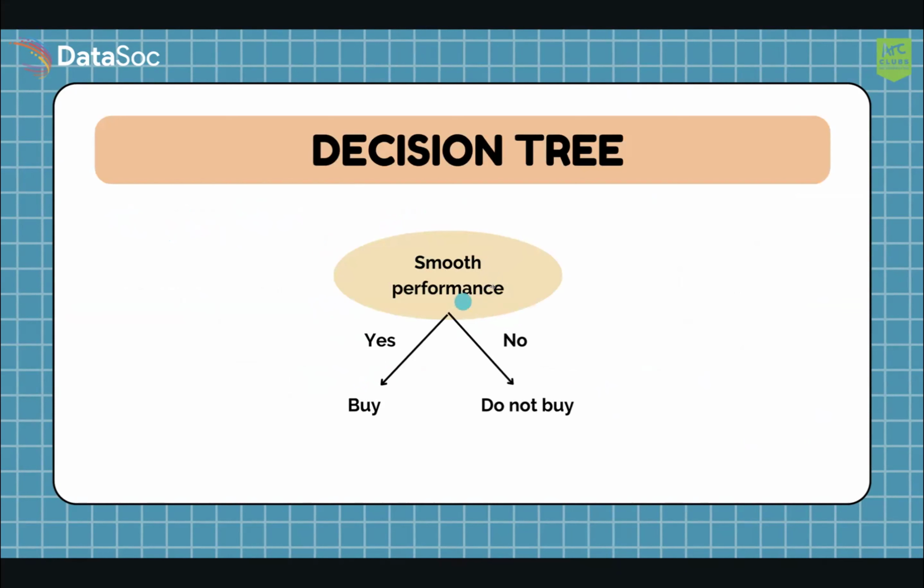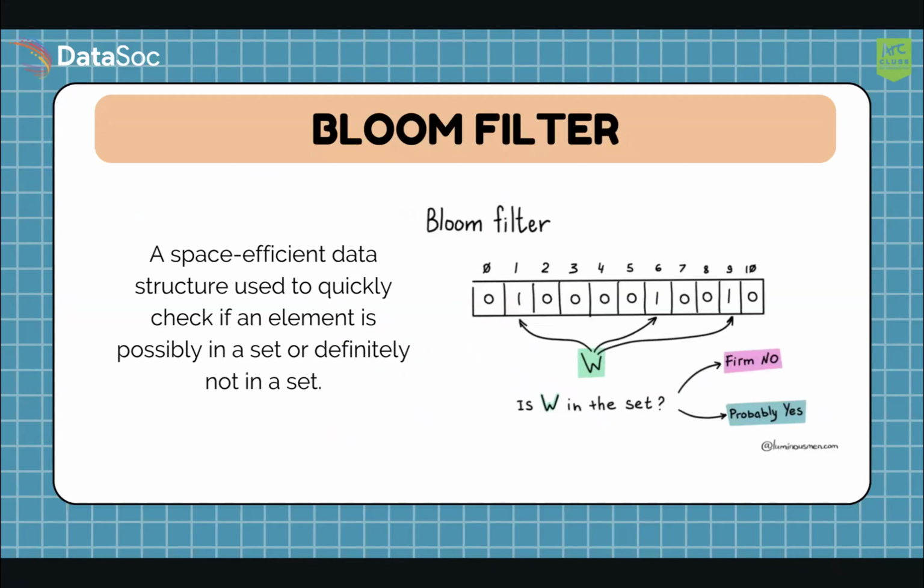So how the decision tree will look is: if the phone has a smooth performance, if it's yes, then yes, I'm going to buy the phone. Otherwise, I'm not going to buy the phone. Now, obviously, this decision tree is not perfect, right? And it's not going to work in all cases. But with the amount of data that we had, which was just 4 cases, this is what we can construct, right? So now we'll move on to the next topic, which is Bloom filters.